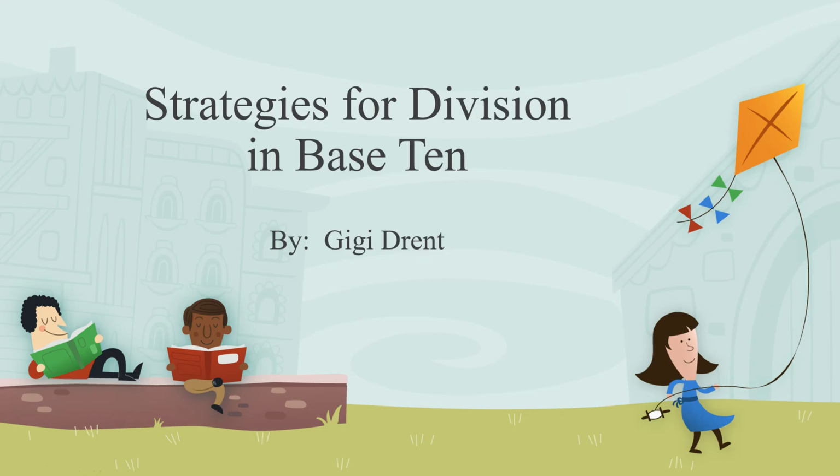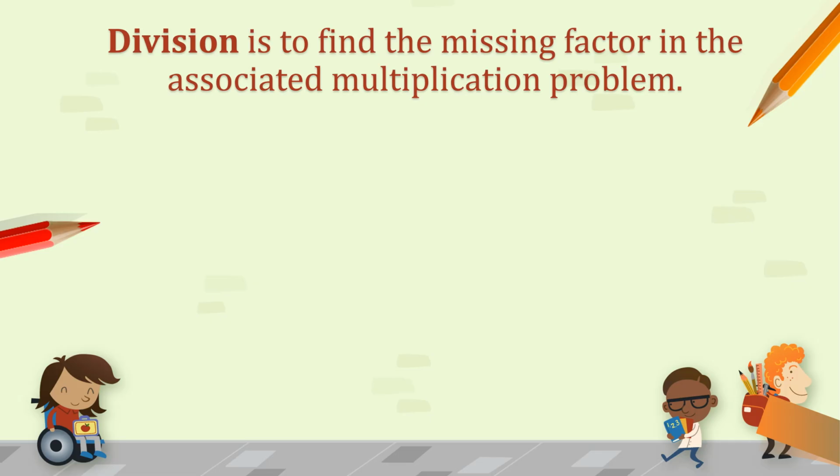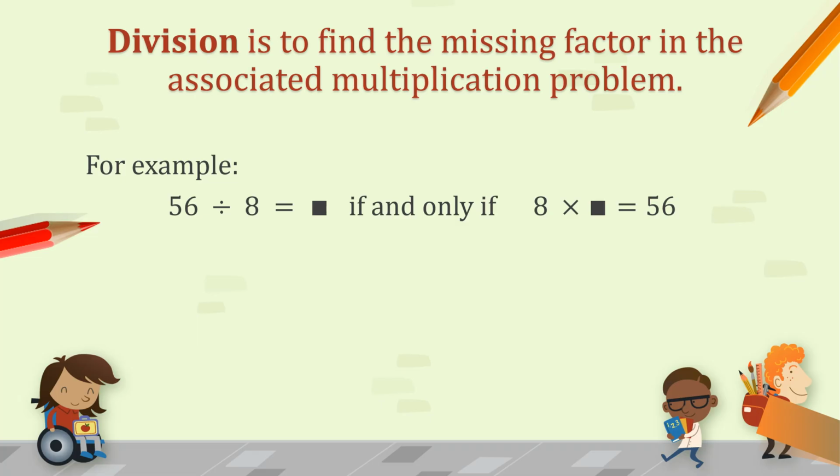In this video, we are talking about strategies for division in base 10. Division is to find the missing factor in the associated multiplication problem. What does that mean? 56 divided by 8 is blank if and only if 8 times blank is 56. So you are looking for this missing factor. That's what it means to be looking for the missing factor.